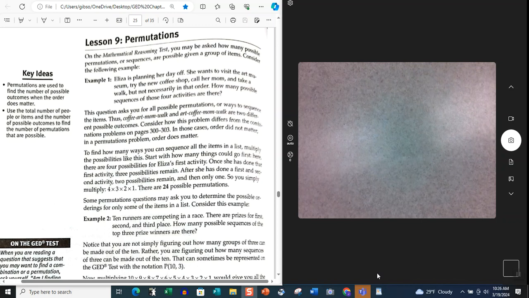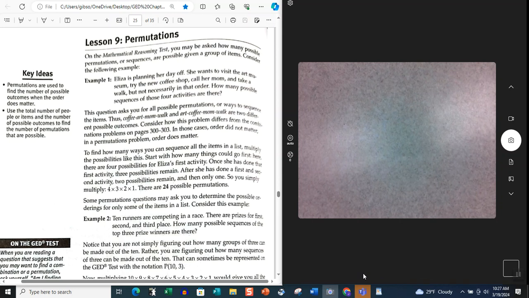Multiply the possibilities like this. Start with how many things could go first. Here there are 4 possibilities for Eliza's first activity. Once she has done that first activity, 3 possibilities remain. After she has done a first and second activity, 2 possibilities remain, and then only 1. So you simply multiply 4 times 3 times 2 times 1. There are 24 possible permutations.